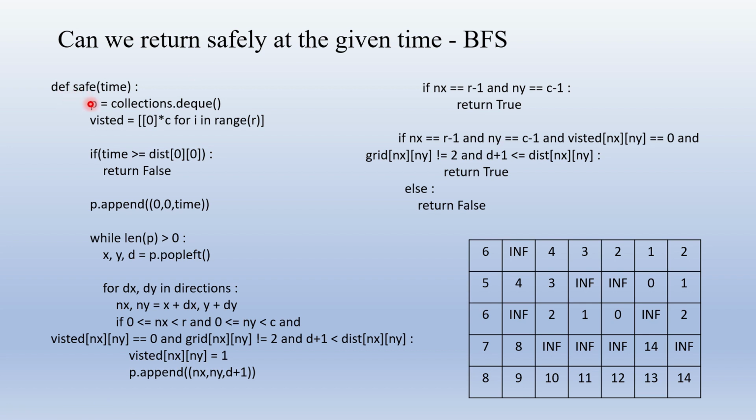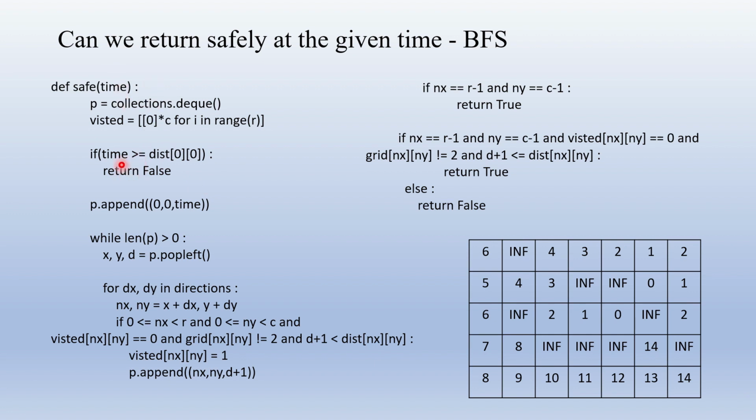This is the safe-off method, which returns whether the person can reach the safe house without getting fired at the given time. This accepts an argument, time. At the given time, can the person reach the safe house? We have here a deque and a visited matrix to check whether the cell is already visited or not. Initially, all cells are initialized with 0.